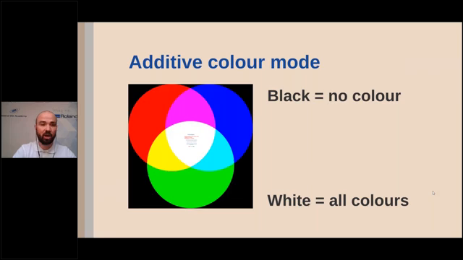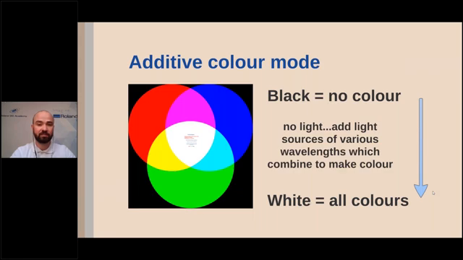But when we're talking about RGB, we're talking about light sources. So when you have no light, you have black. If you turn off all of the lights, you have black. And if you turn on all of the lights, then you have white. So you add light sources of various wavelengths which combine to make different colors. If anybody's ever seen an RGB LED color module, they have red, green, and blue lights. If you turn off all the lights, it goes black. If you turn on all of the lights, it will go white. So all of the colors combined create white. So when we're talking about RGB, we're talking about using light.